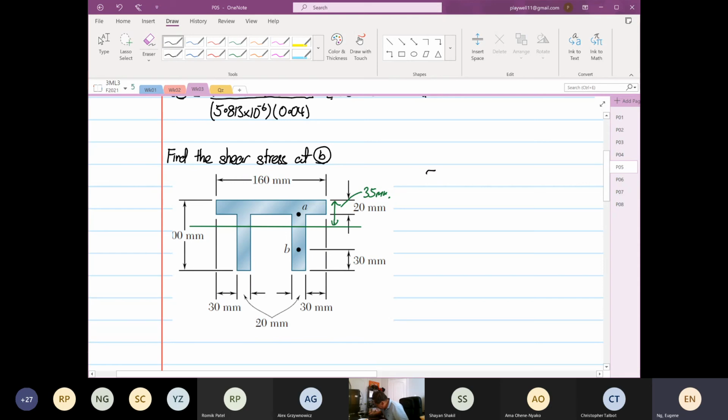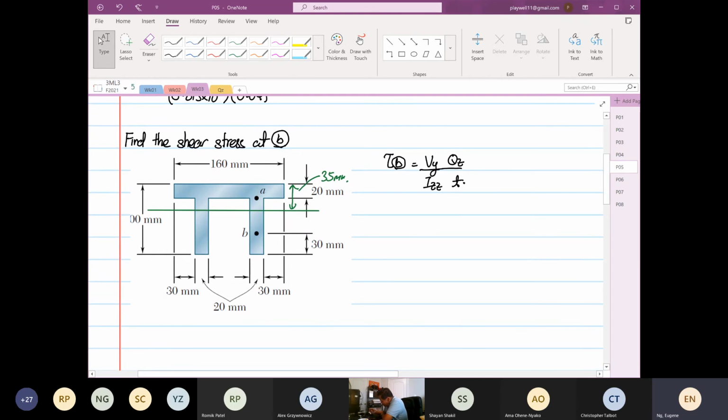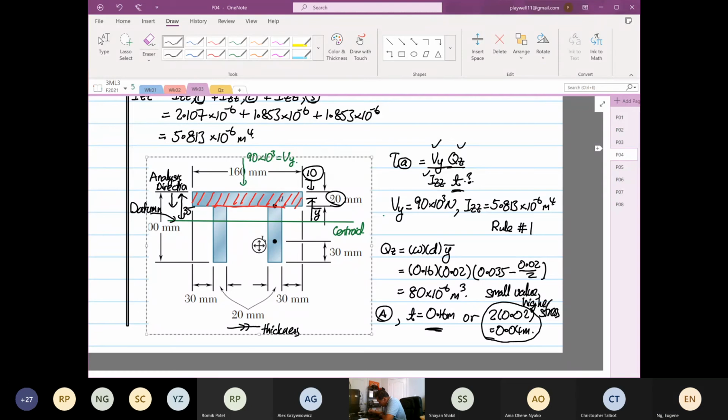So shear stress at point B, right? Point B is also equal to Vy over Izz, Qz divided by t. Right? So now we look at this, we say, oh, okay. So rule number one, we apply rule number one. So Vy at point B, Vy is still equal to 90 times 10 to the power 3. Izz is equal to, I think we can't remember now, 5.813.